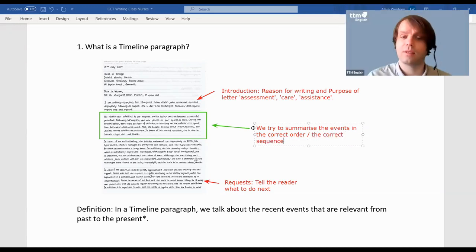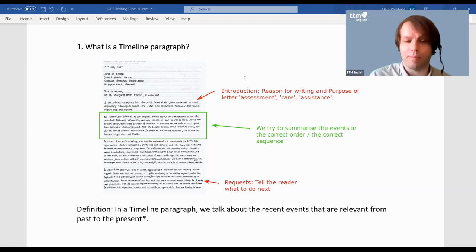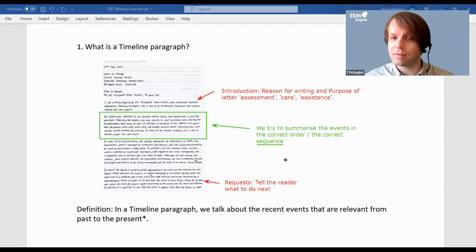Sequence, right? Sequence. That's a key thing in your writing. When Paul and I did our training for OET, they showed us real letters with real grades and real analysis from the examiner. And many, many times the examiner would say something like, the timeline is not clear in this paragraph. That was their justification for maybe failing that letter. The timeline is not clear. What they mean is the sequence of events is not clear.